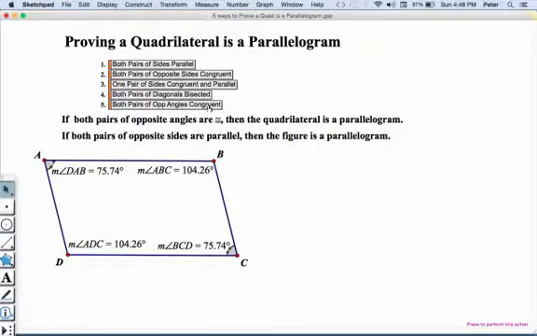Okay, Ramblers, please get all 5 of these methods in your notes. We use a different one depending on which information we're given.